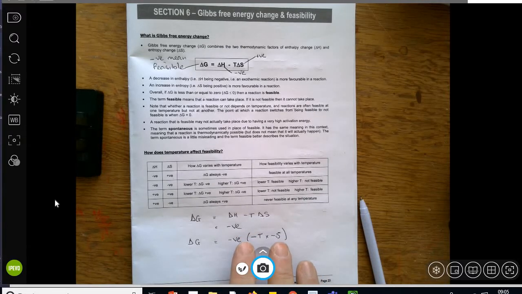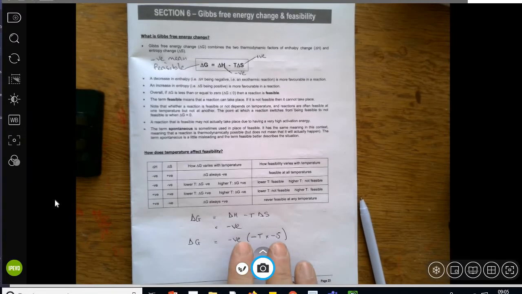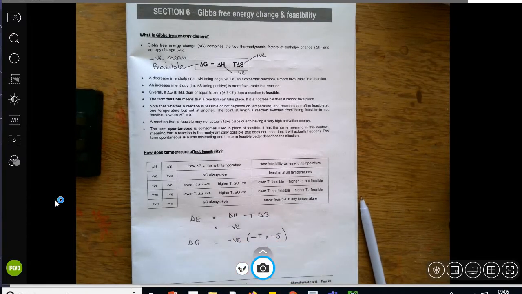So Gibbs free energy, obviously named after a scientist called Gibbs, has come up with this idea that he says, right, if I get this Gibbs free energy and it's a negative value, then the reaction is feasible. It can possibly happen. Doesn't necessarily mean it would happen, but it can possibly happen.